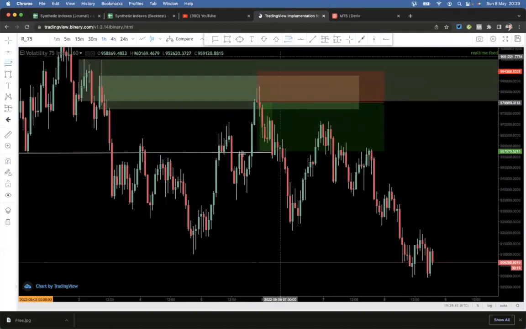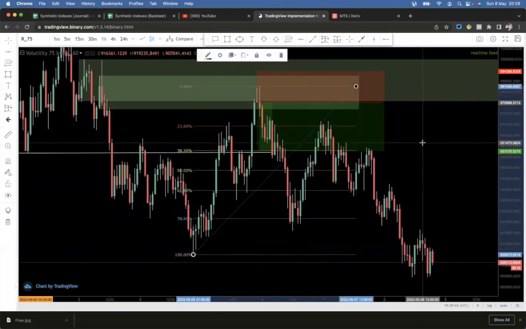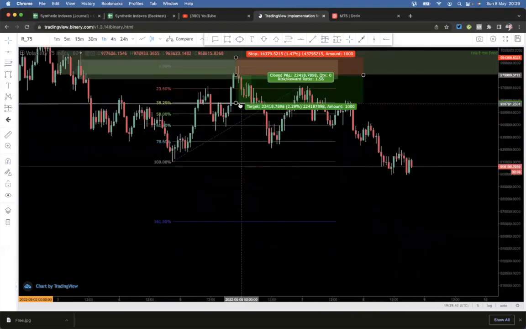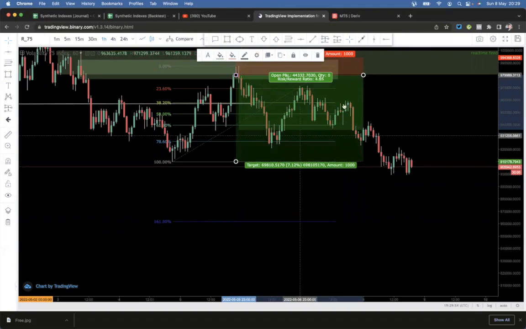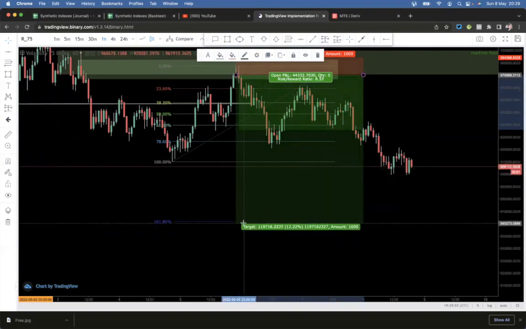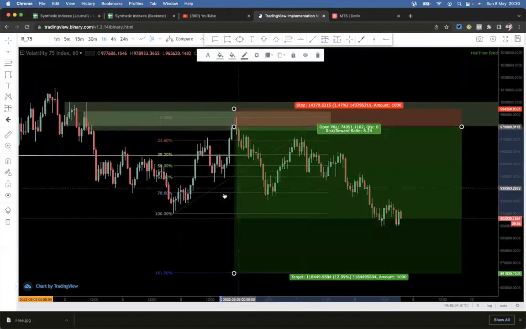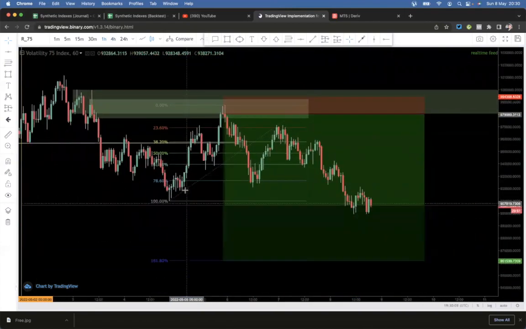The target is the 100% fib level for target number 1, and target number 2 is 161.8. Right now we would have hit the first target, and if you were going for the second target, then this would be a trade that you're still in. And this trade actually had scaling opportunities.